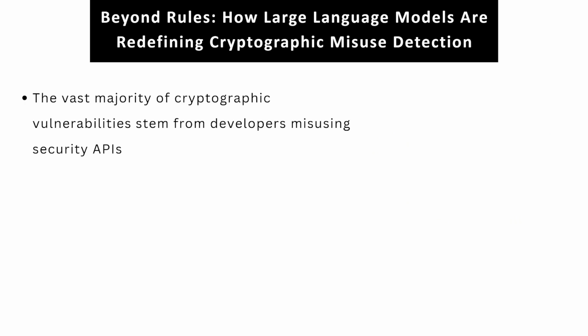Continuing on this topic of LLMs, in the last paper, the author says that the vast majority of cryptographic vulnerabilities come from developers misusing the API, and not necessarily from flaws of the crypto algorithms themselves, which is what we discussed in our first lessons. And they say that the traditional static analysis tools that we have are not very efficient, and they believe that LLMs could actually do a better job at finding these vulnerabilities in code.